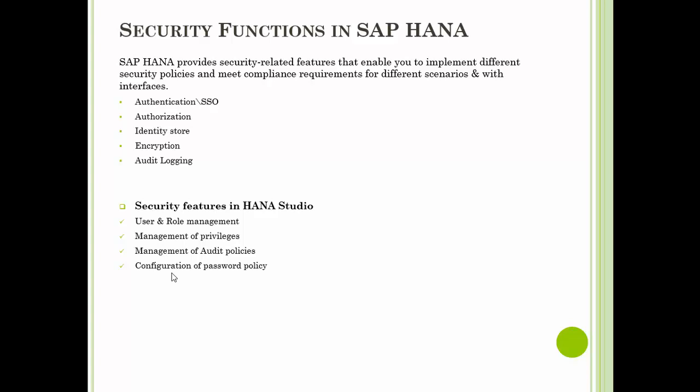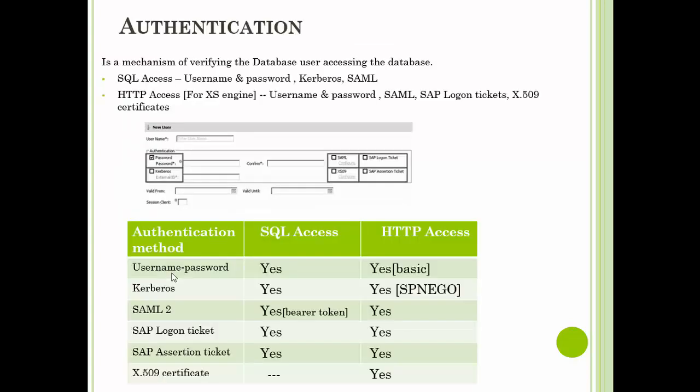Let's move on now. Coming to authentication, SAP HANA database provides various options for authentication. There is direct logon to SAP HANA database with username and password, authentication using Kerberos, that is a third-party authentication provider, authentication using Security Assertion Markup Language, Bearer token called SAML2, authentication using SAP logon ticket, next to SAP assertion ticket, and authentication using X509 certificates.